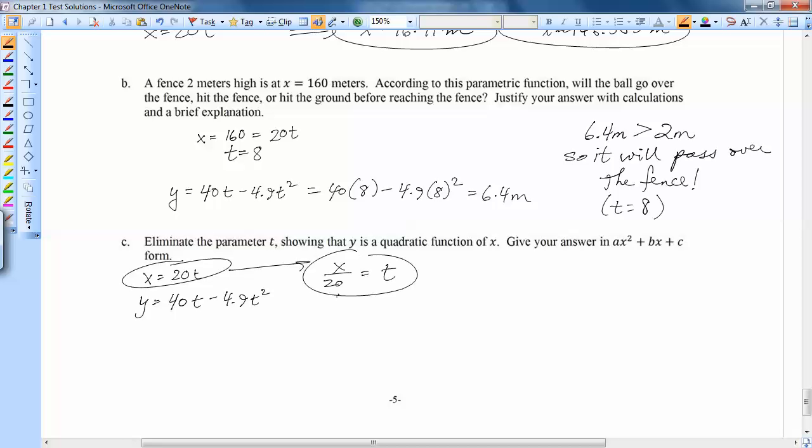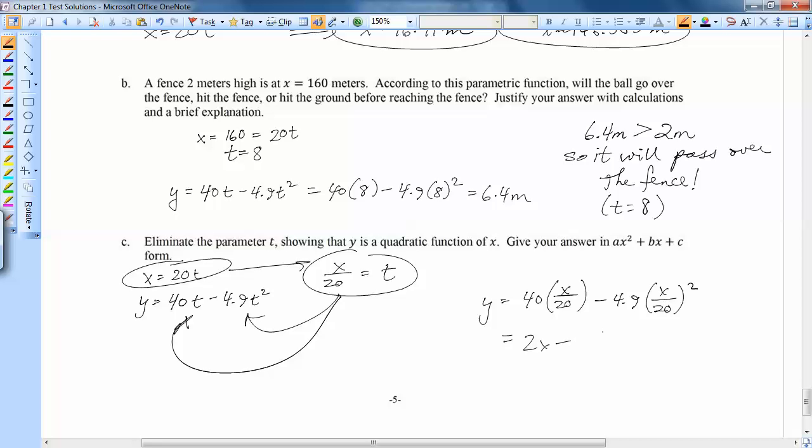Well, now take that and plug it in here. So y is going to be 40 times x over 20 minus 4.9 times x over 20 squared. So then that's going to become 2x minus 4.9 over 400, that's 20 squared, times x squared. And then it says give your answer in this form, so if you just rearrange it a little bit, I wasn't picky about that. As long as you had something close to it, then that was good enough for me.